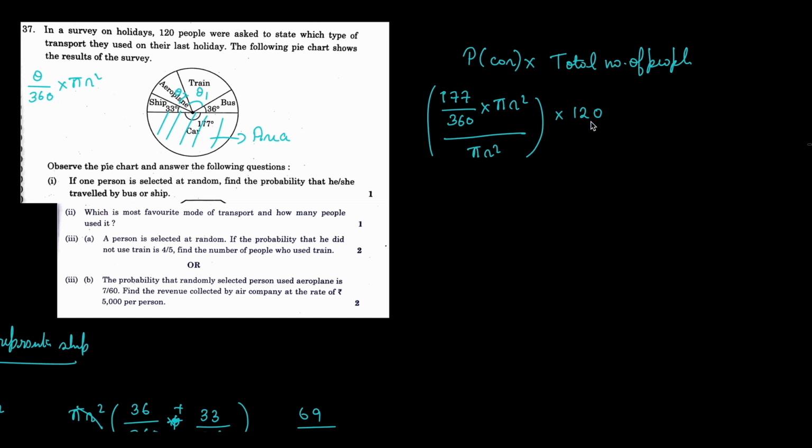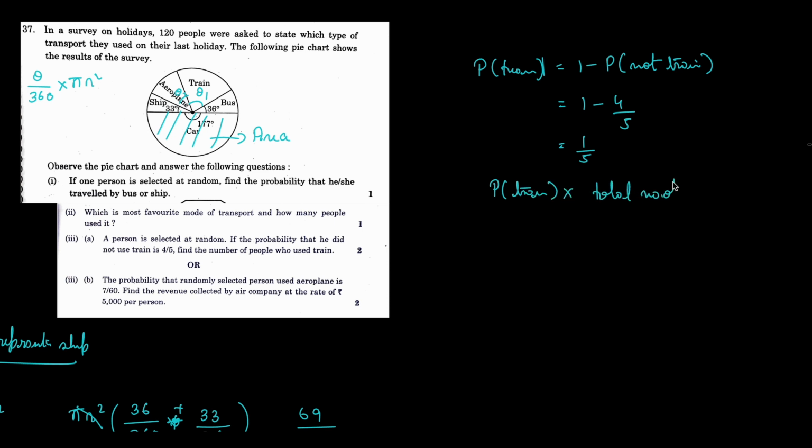Now the total number of people is 120. Pi r square gets cancelled. We'll be left with 177 by 360 into 120. 120 and 360 cancel 3 times. 3 cancels 177 59 times. So we have 59 people using car.